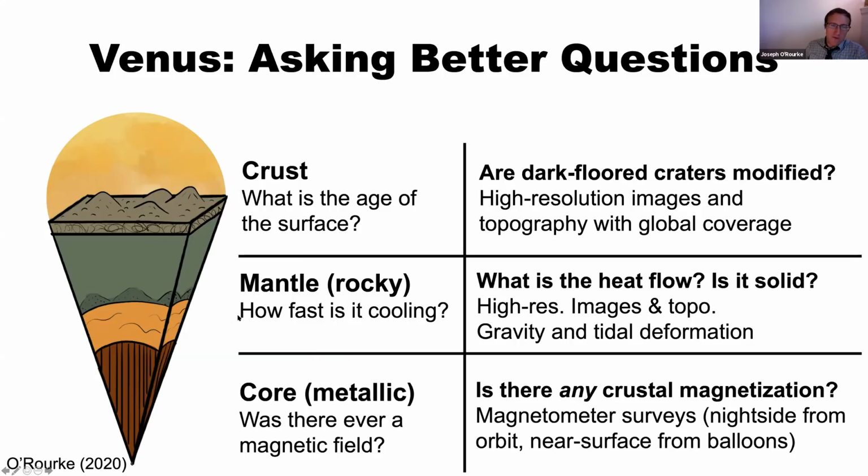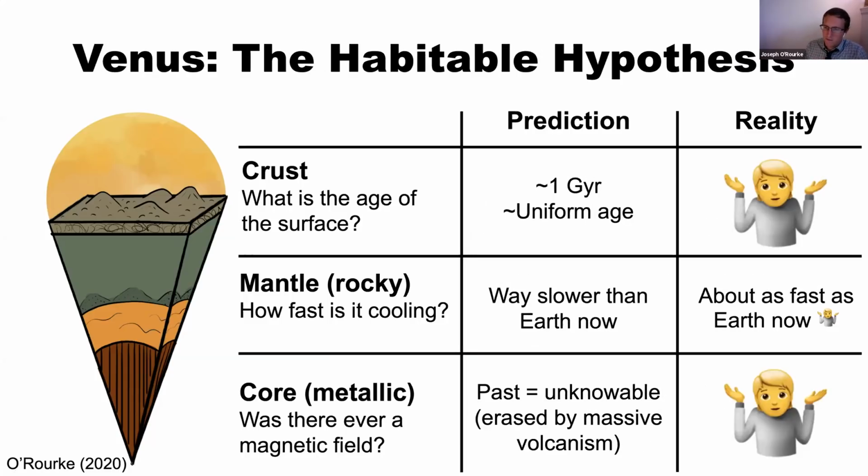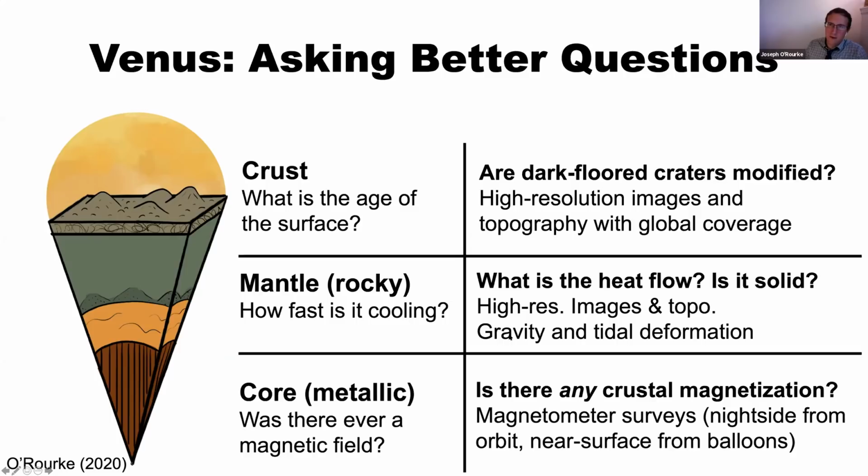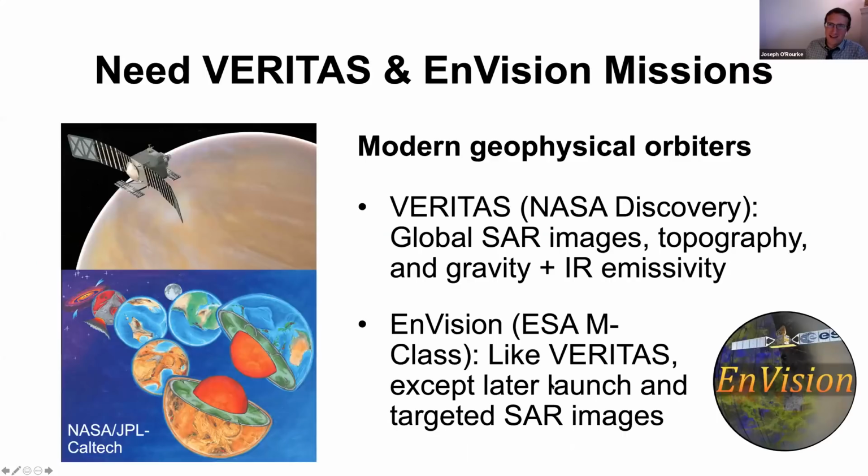If we want to know how fast the mantle is cooling, we need to figure out the current heat flow through the lithosphere. So we need high resolution images, topography, and gravity so that we can study lithospheric flexure. It turns out that gravity and tidal deformation will also tell you if a basal magma ocean exists deep within Venus. And we also need to know if there was any crustal magnetization. So an orbiter could do this by conducting a magnetometer survey in the night side magnetosphere. And we should also float balloons in the Venus atmosphere to search for crustal fields.